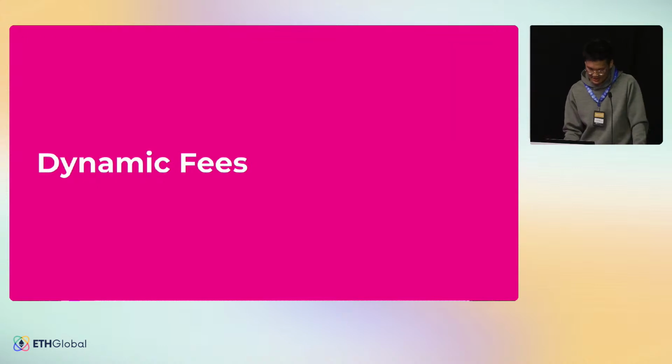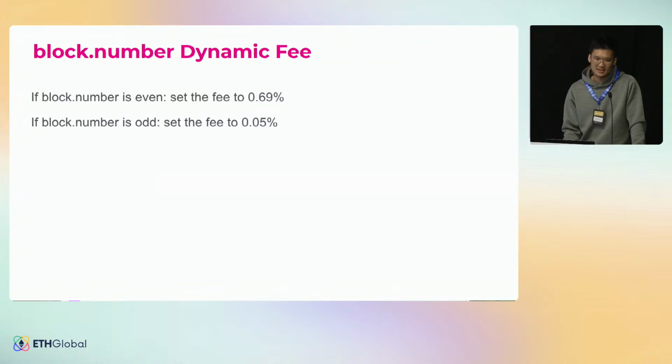So now, dynamic fees. We're just going to go through a super easy example, just so you guys are familiar with how it looks. If the block number is even, we're going to set it to 69 bips. If the block number is odd, it'll be cheaper. I don't know why you would do this in production, but could be cool.